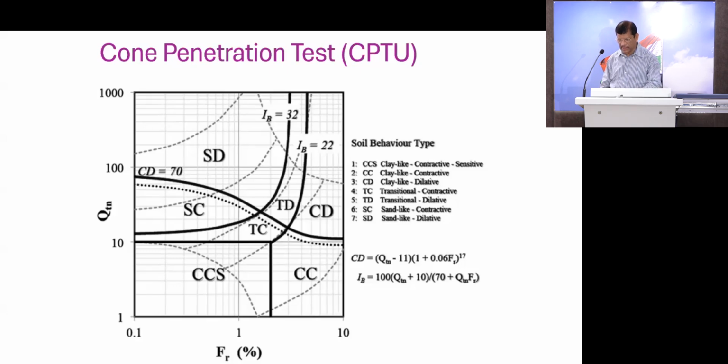We will go a little more into this later, how we do that. And here, if you see the CC and CCS, these two soils are critical soils. If you have that kind of soils, then it can cause problems.